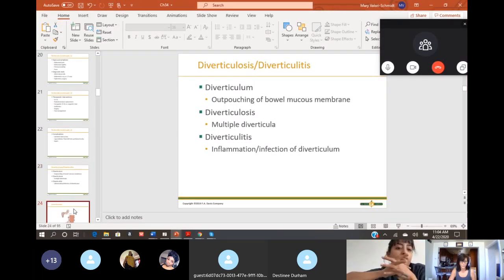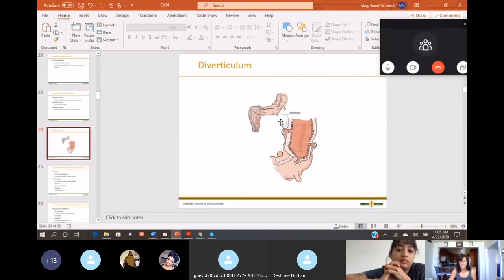Here's a little picture for you, kind of make it real. So in the bowel, see those little pouches kind of that are sticking out? When a patient has this, they're actually pretty common, believe it or not. They have to be very careful about the foods that they eat.